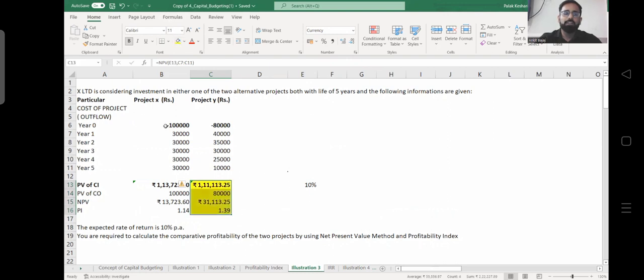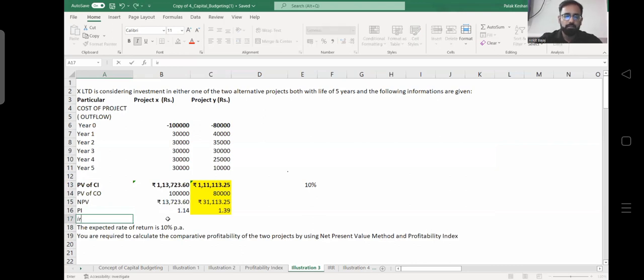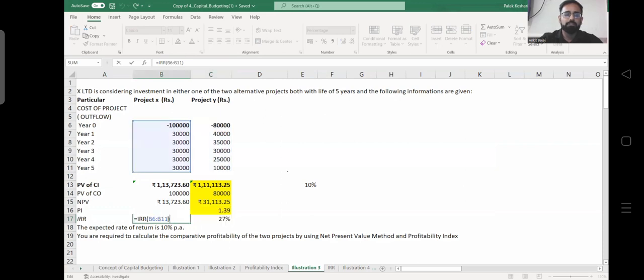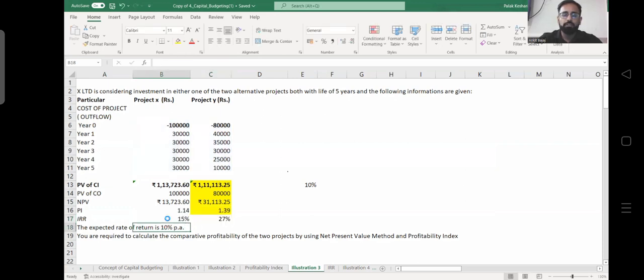Also, you can calculate the IRR, right? So equal to IRR, open up the bracket. Select the cash flows. And here you can see the IRR. So IRR of project X is 15% and project Y IRR is 27%, right? So this is how you have to solve this question.